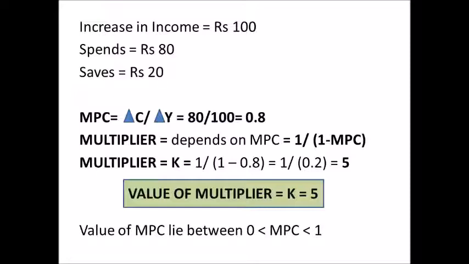Now, let us derive the MPC and multiplier relationship with an example. Multiplier, that is K, is equal to 1 by 1 minus MPC. The value of MPC in the above example is 0.8. Applying it to the formula, we receive the multiplier value to be 5. Hence, the income increases by 5 folds when the marginal propensity to consume is 0.8.